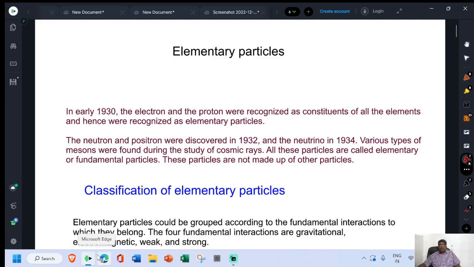Elementary particles obey either Bose-Einstein statistics or Fermi-Dirac statistics. With the help of the four fundamental interactions, gravitational, electromagnetic, weak and strong interactions, we may classify the elementary particles into four major categories: gravitons, photons, leptons and hadrons.